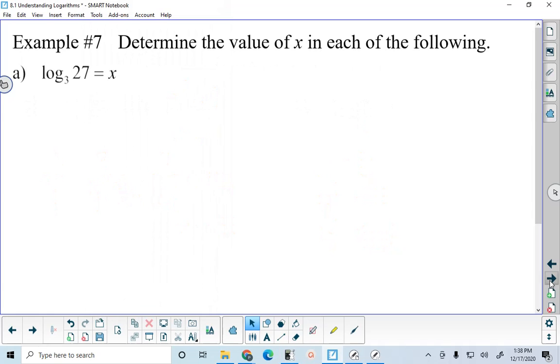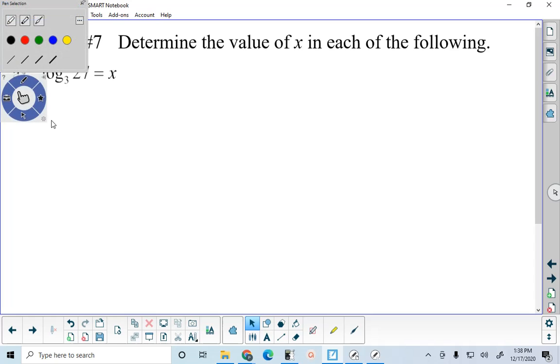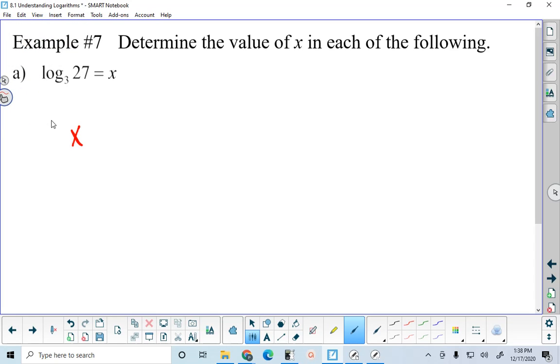Okay. Example 7, determine the value of x in each case. Go ahead and type yes if you know the answer to this question just by looking at it, which, by the way, is the goal for everybody. Good to see so many people knowing. I didn't ask you for the answer, but I hope you're all saying it's 3.